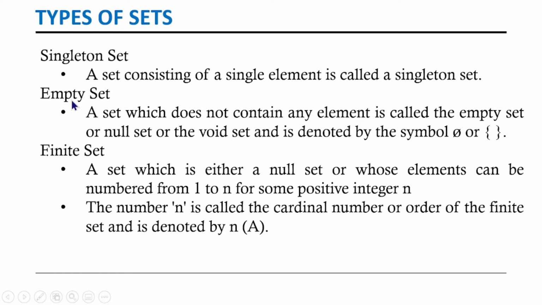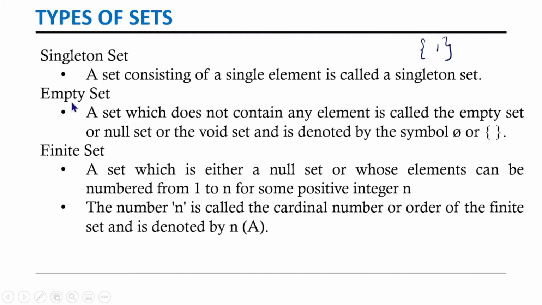Now first we will see different types of sets. The first one is called singleton set. A set consisting of a single element is called a singleton set. So if a set has got only one element, then the set is called a singleton set.